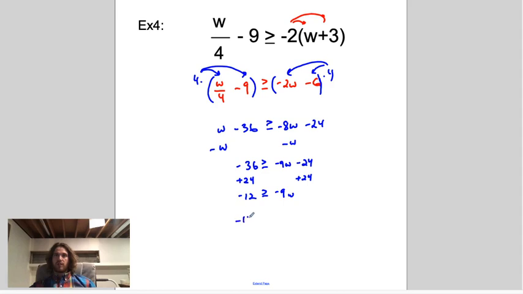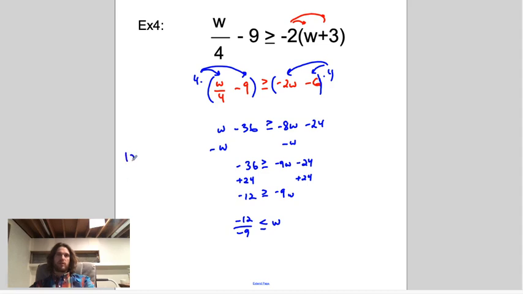So you're going to get negative 12 divided by negative 9 is less than or equal to w when you divide both sides by negative 9. Now this can be simplified, negative 12 over 9. You guys don't like my simplification method, but I sure do. Negative divided by a negative is positive.